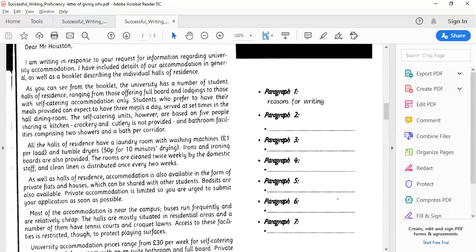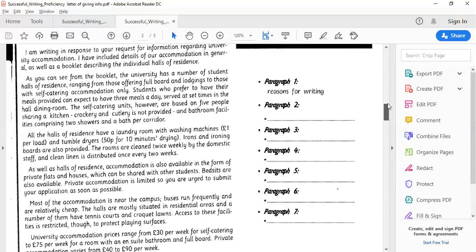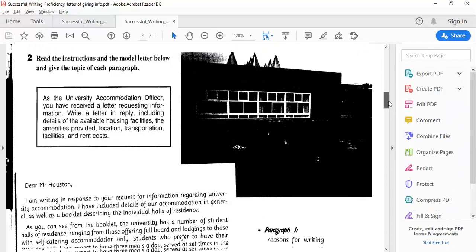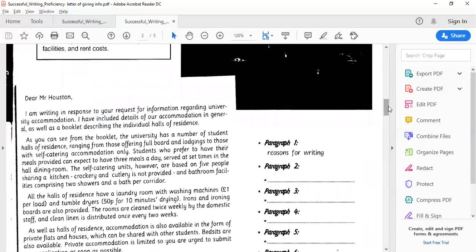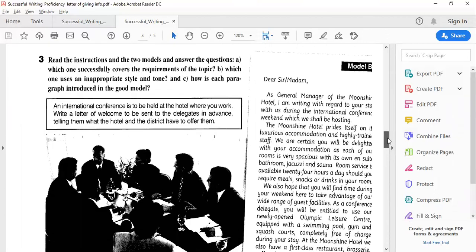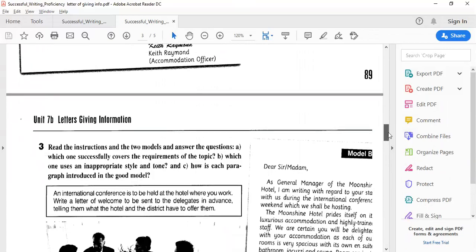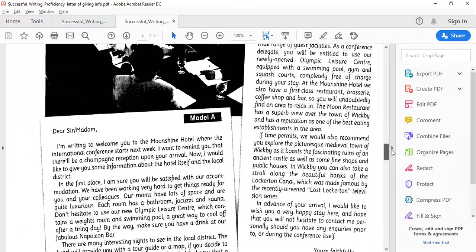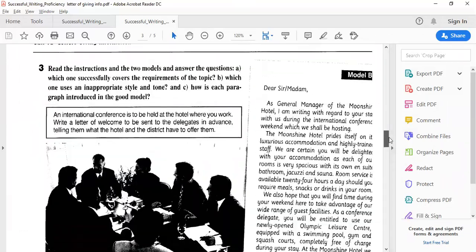Now you'll keep writing about the rest of the paragraphs in the Word document, and read it thoroughly, and you'll improve and adopt the language for writing your own paragraphs. So this particular exercise is related to giving topics to each paragraph provided in the letter. Now moving further down to the next page, page number 90, they are explaining: read the instructions and the two models and answer the questions A, B, C.